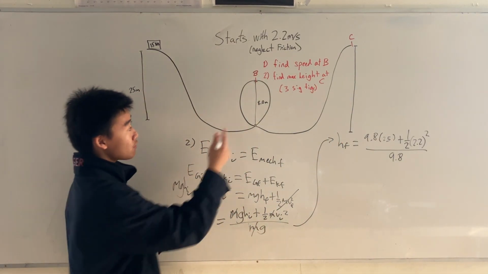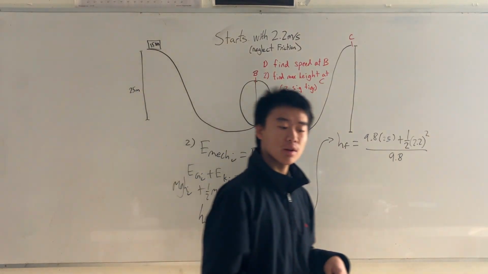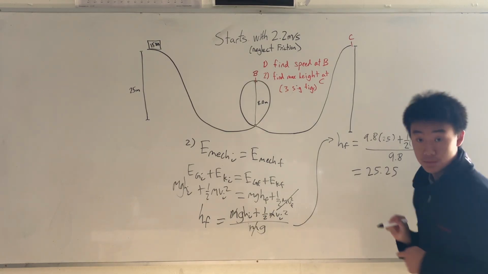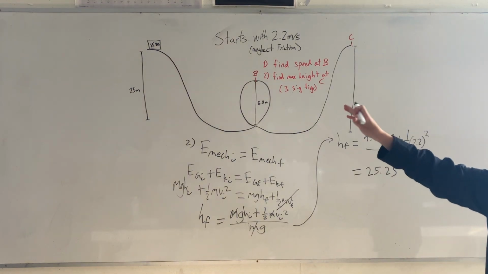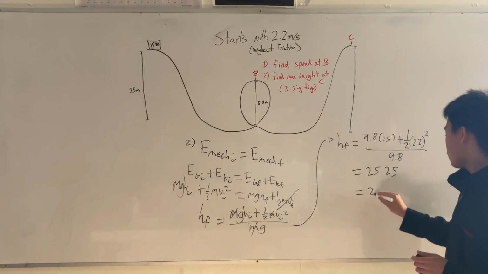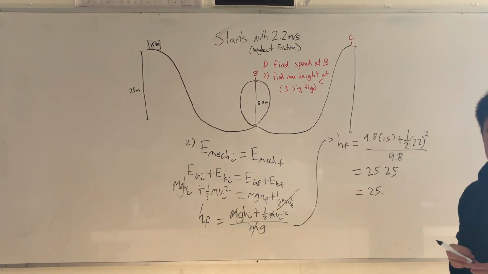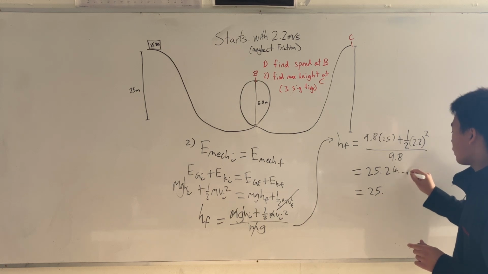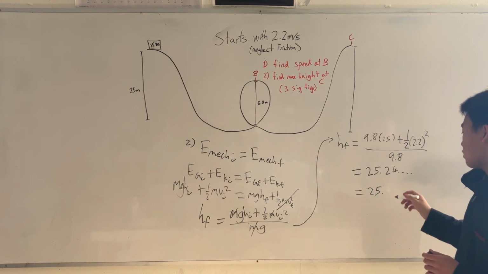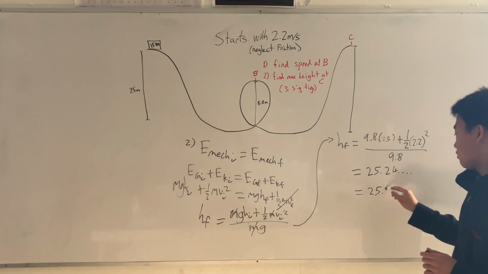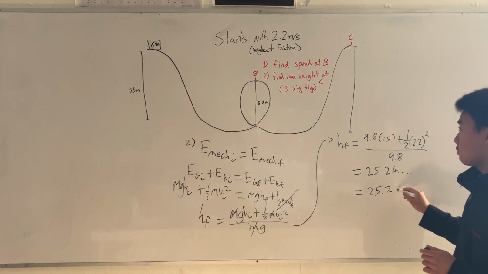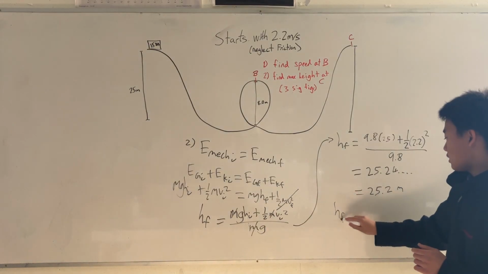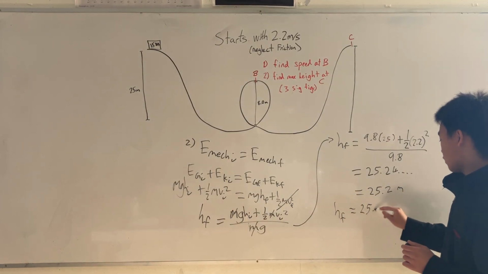Then we're asked for 3 significant figures. So when I put this in the calculator, I got approximately 25.25, or actually I got 25 point something, so this would round to about 25.2. Yeah, 25.2 meters. So our final height is equal to 25.2 meters.